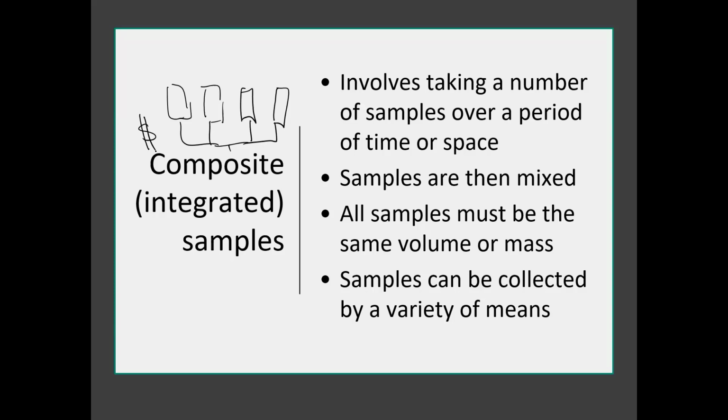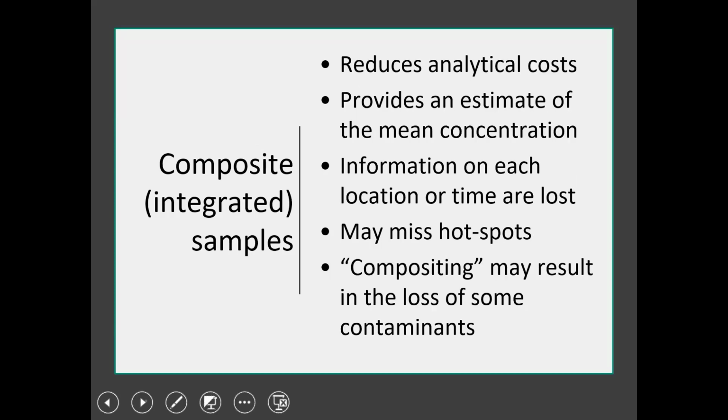Major thing is the samples need to be the same volume or the same mass. If they're not, you need to take into account that. You could collect samples by a variety of means and try and see if that composite is representative. And as I mentioned, it reduces the analytical costs. It does provide an estimate of a mean concentration, but you lose, in my example, the spatial resolution.